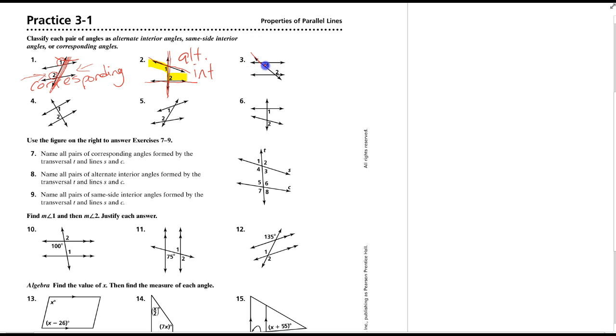Number 3, transversal, coplanar lines that kind of look parallel, but they don't give us that indication with extra arrows. So, looking at angle 1 and angle 2, those are on the same side of the transversal, so my possibilities are same side and corresponding. Are they in the interior of the coplanar lines? Why, yes they are. So number 3 would be same side interior.